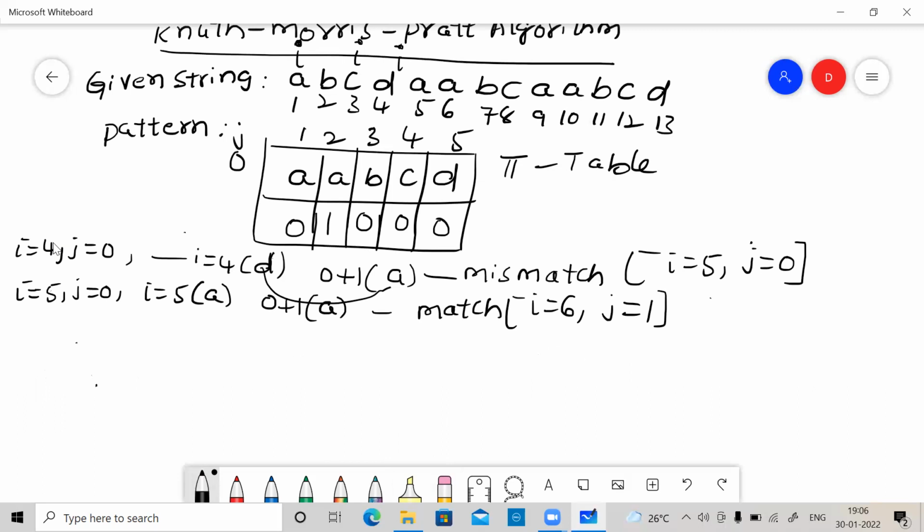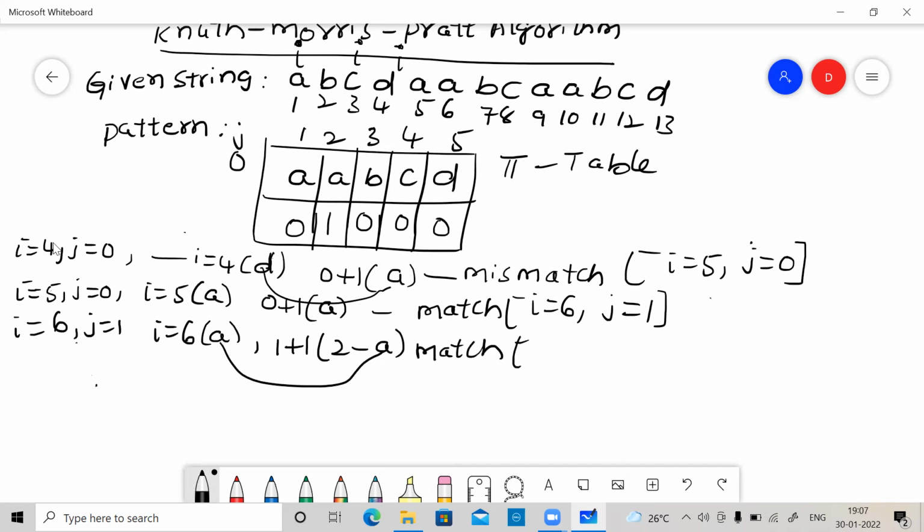Now at I is equal to 6, what is the value you're having? A. J is 0 plus 1. Sorry, it's not 0. Now J is 1. 1 plus 1 gives 2. At index 2, what is the value you're having? A. So both are same. So match.